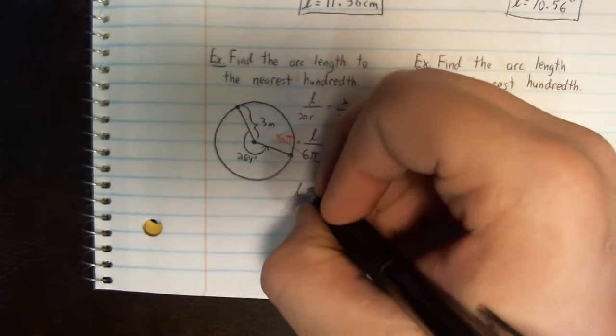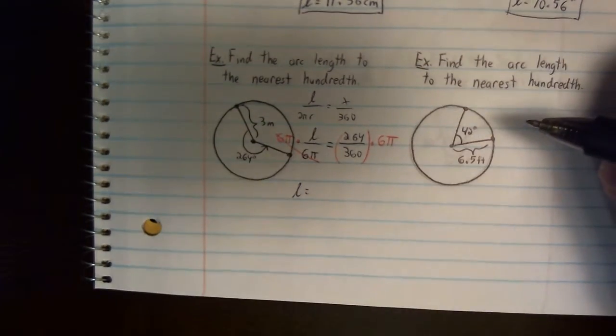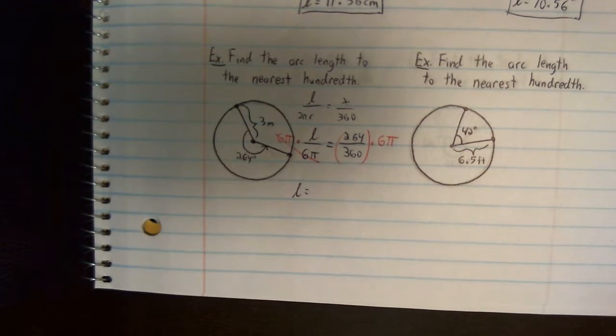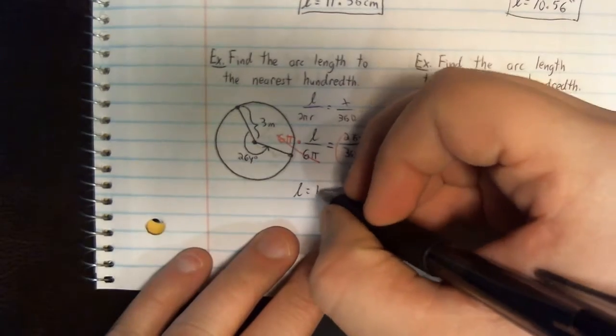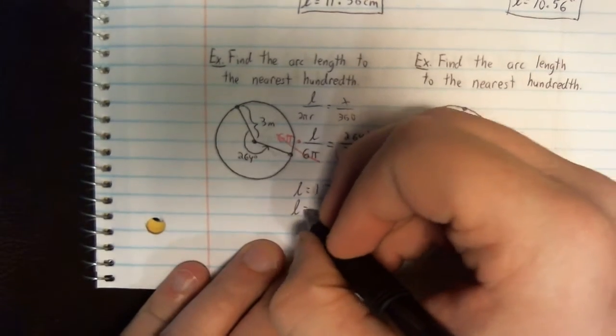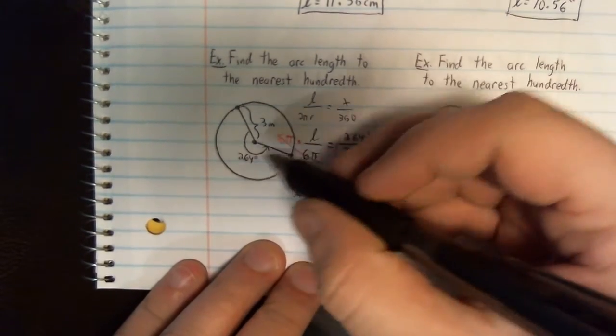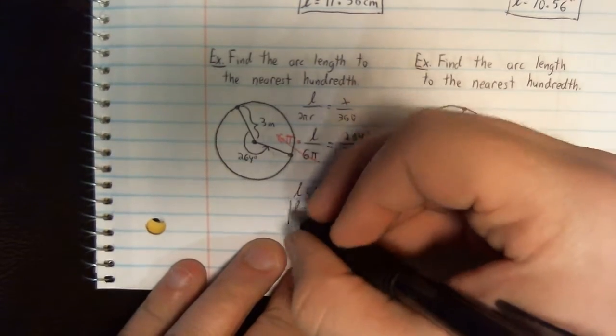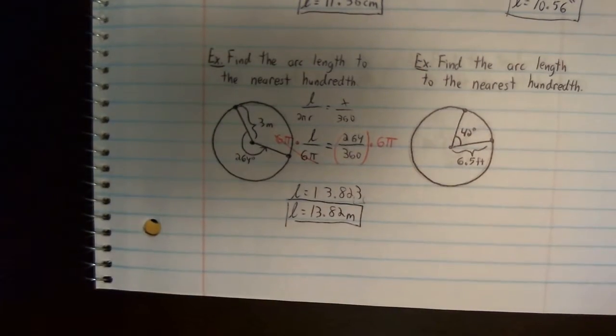So length is going to be equal to 264 divided by 360, and then we have to multiply by 6 pi. So 264 divided by 360 times 6 pi. Make sure I have that all typed in right before I press enter, and it says 13.823. This 3 tells my 2 to stay the same, so my length here is 13.82. We're talking meters, so we'll put my label on, and that's my solution.